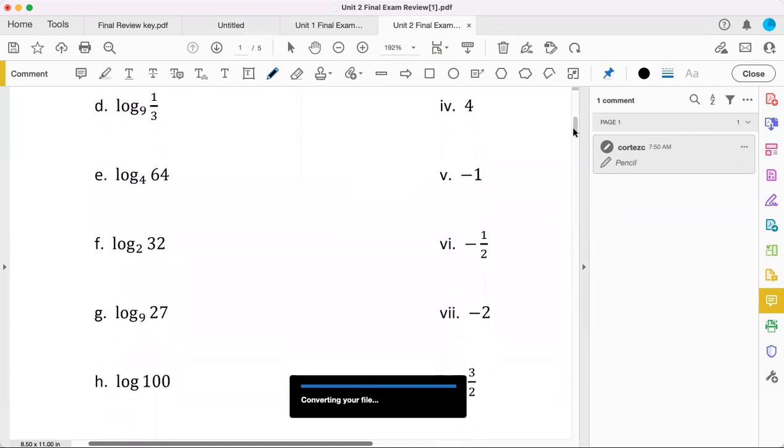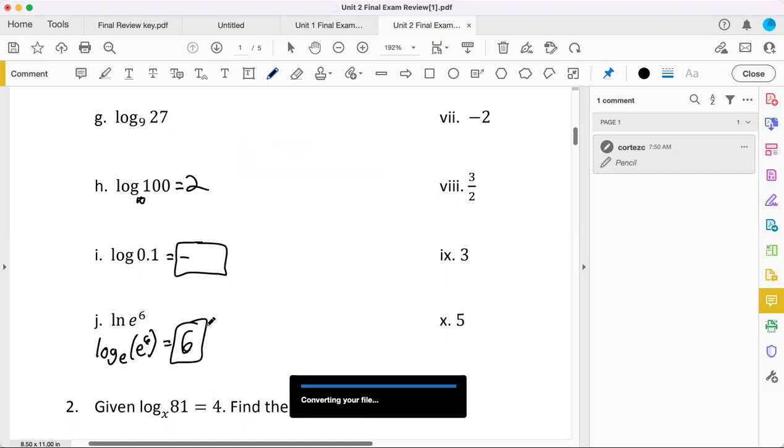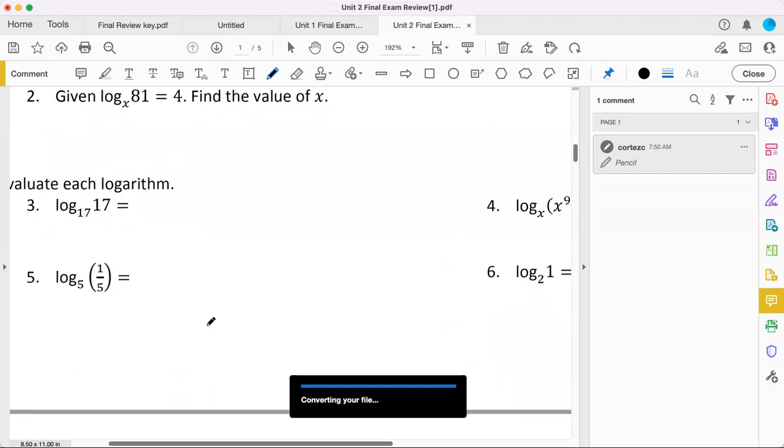Recall that this is always base 10. So 10 squared equals 100. This is definitely going to be some negative number that I will leave it to you. Recall that ln is really just log with base e. And so since the base matches the argument's base, just say your answer is the exponent, which is 6. Leave those other ones to you.